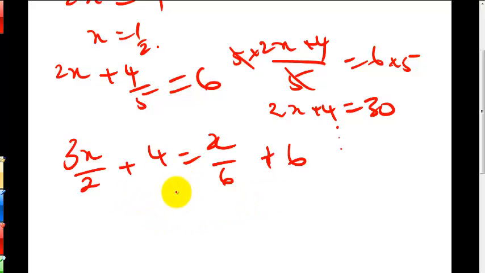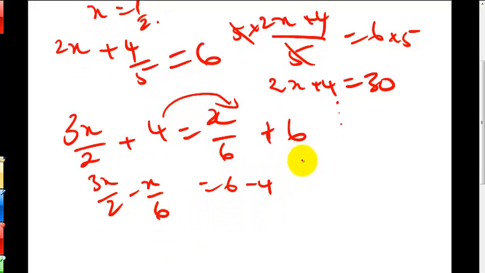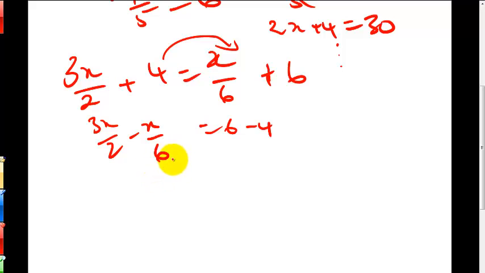What about now? You want the 4 on that side, so you take it away, and then you take that away and put it on that side. So you get something like this, and then you work that out.